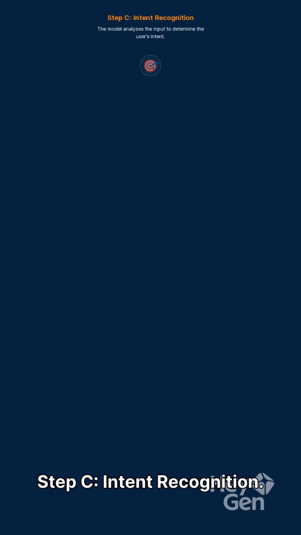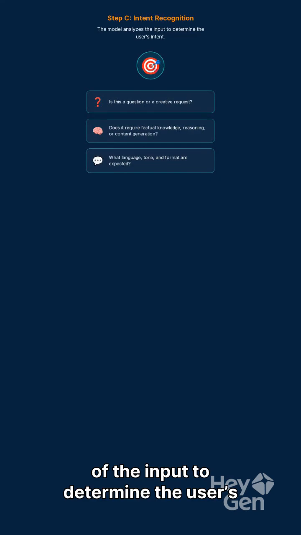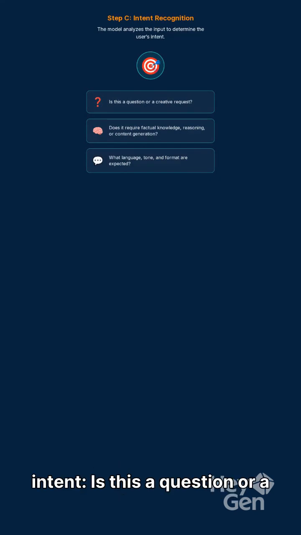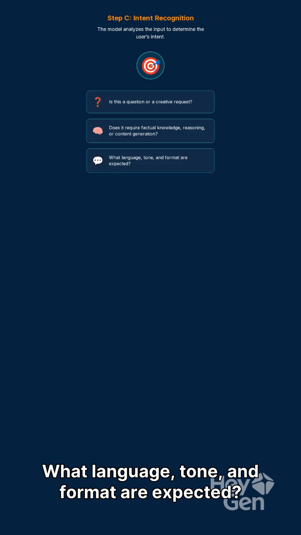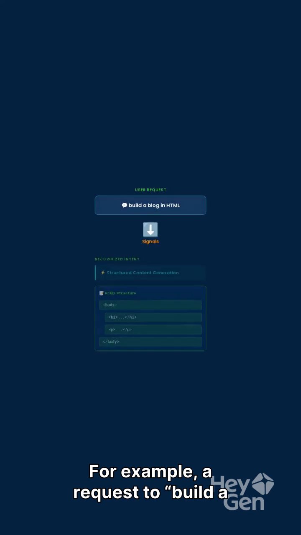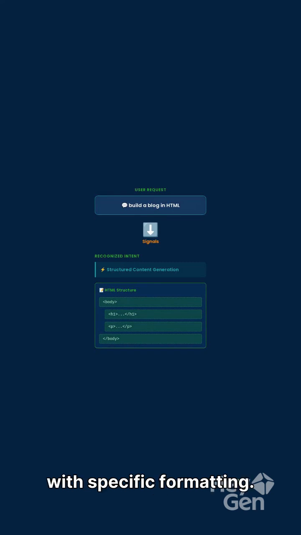Step C, intent recognition. The model analyzes the structure and content of the input to determine the user's intent. Is this a question or a creative request? Does it require factual knowledge, reasoning, or content generation? What language, tone, and format are expected? For example, a request to build a blog in HTML signals structured content generation with specific formatting.